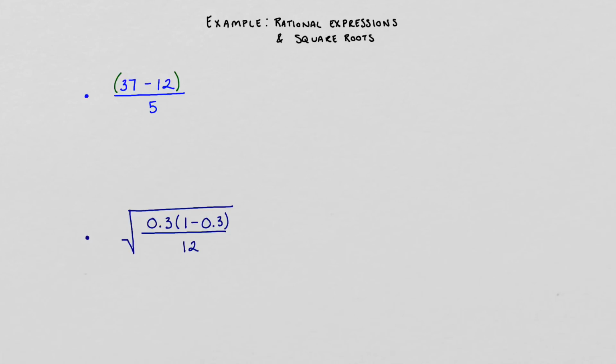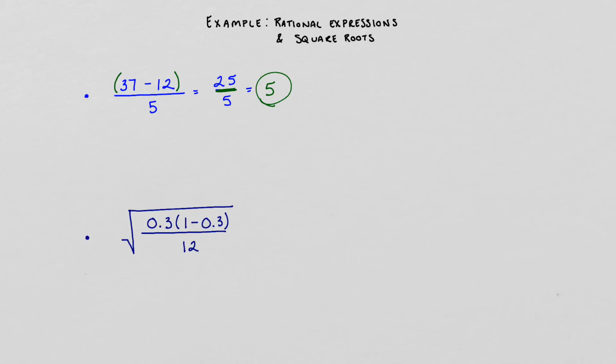So 37 minus 12 will give us 25. And then from there, we have a simple division problem. So we have 25 divided by 5. So we'll go ahead and take care of the division between these two values, which then will give us a final solution of 5.